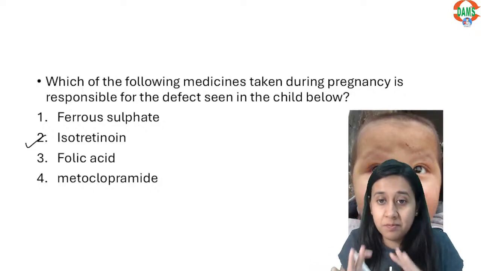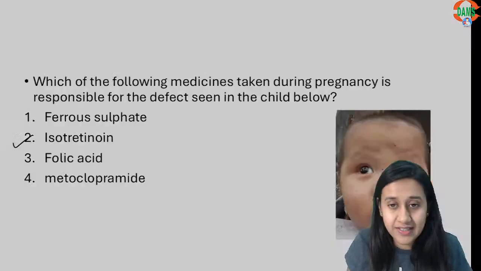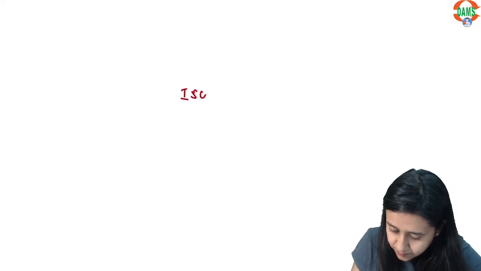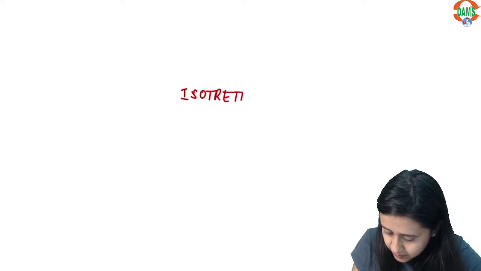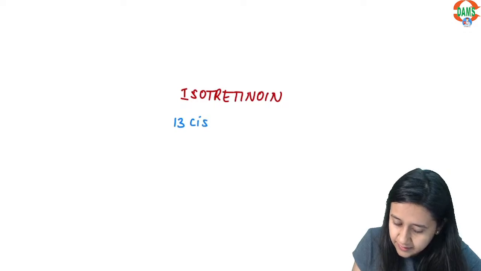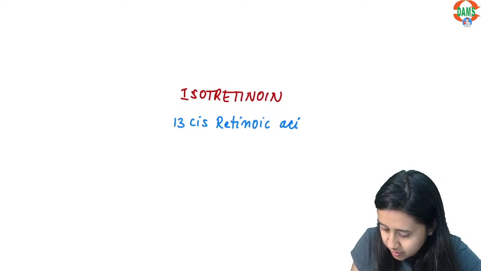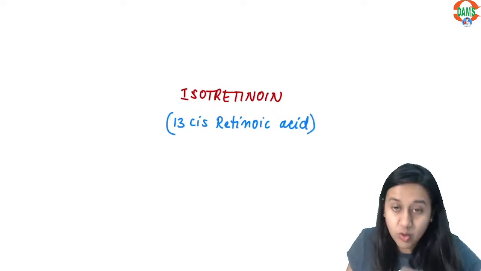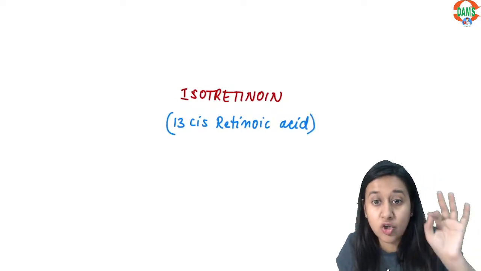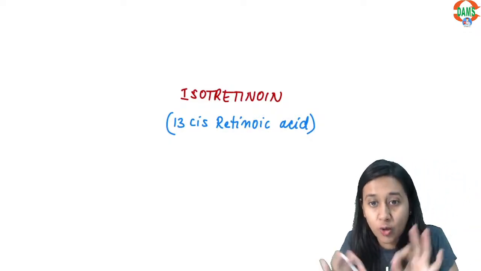So I will discuss briefly all the side effects of isotretinoin. First of all, what is isotretinoin? What is the chemical structure? Isotretinoin is 13-cis retinoic acid. This is the chemical structure of isotretinoin. Now, what are the side effects of isotretinoin? One of the commonest side effects. Can anybody tell me what is the commonest side effect?